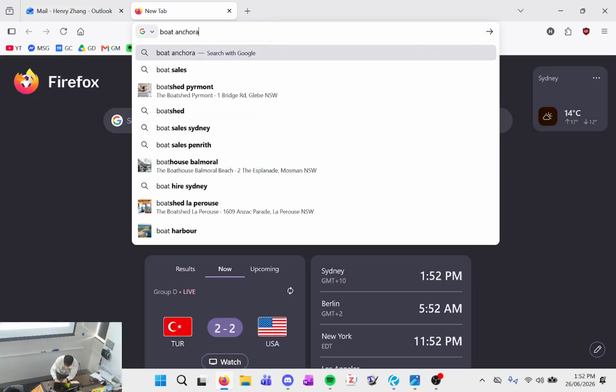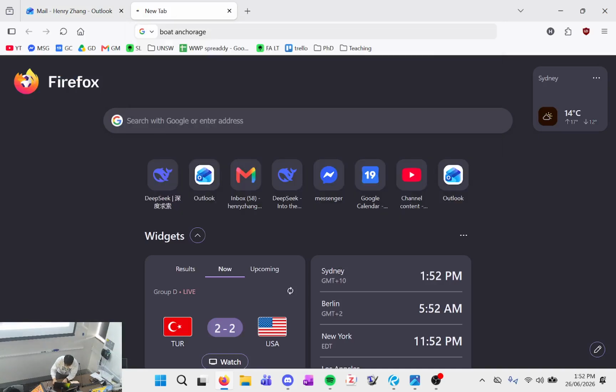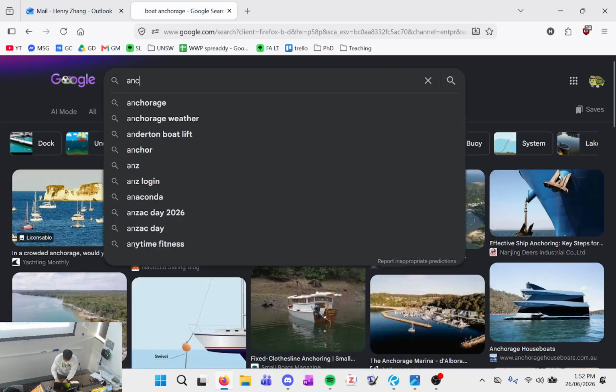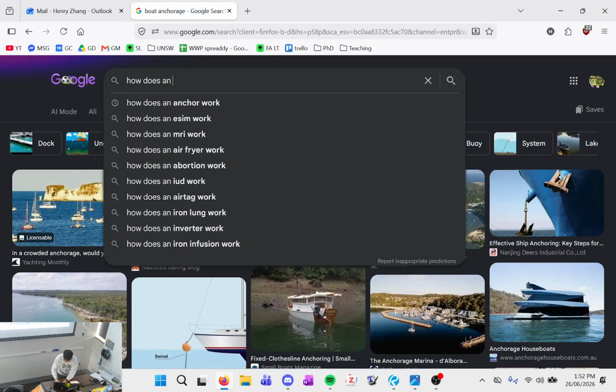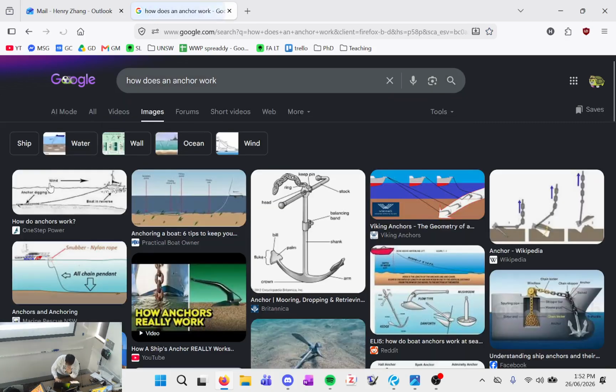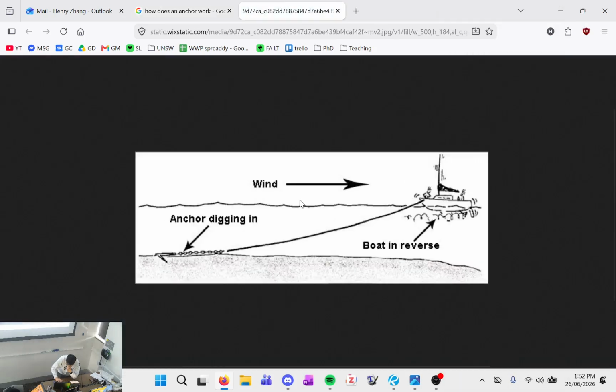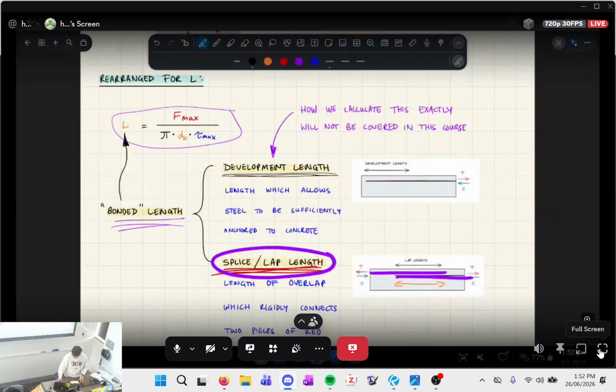Boat anchor. How does an anchor work? So you've got a boat, and let's say the wind is blowing the boat to the right. We've dropped an anchor into the ground, so it stops it from moving. So why do I bring that up? Just let me cook real quick.